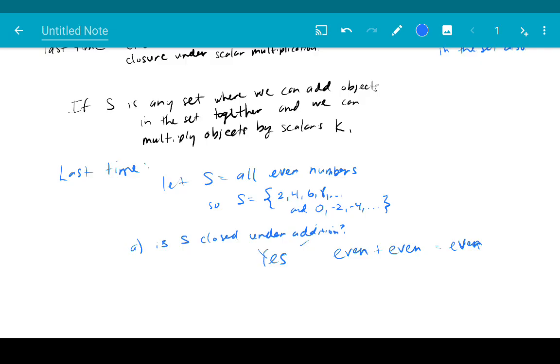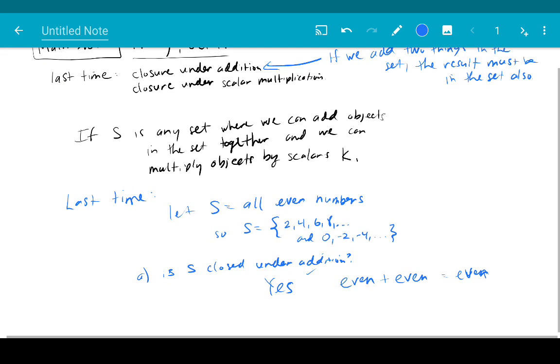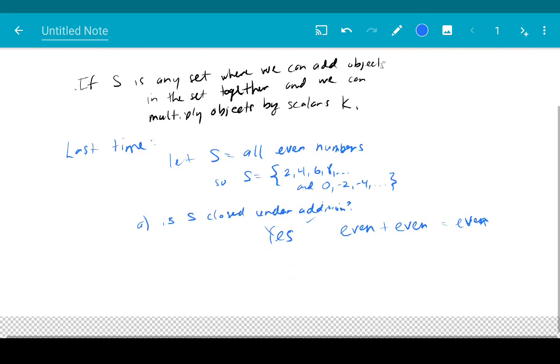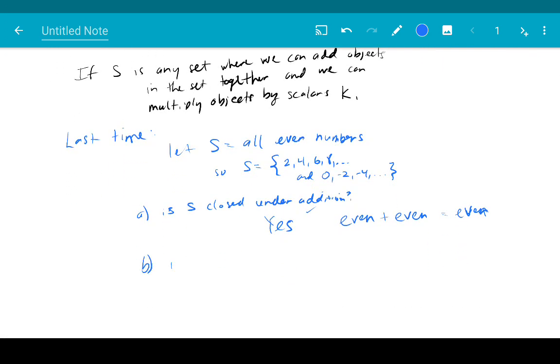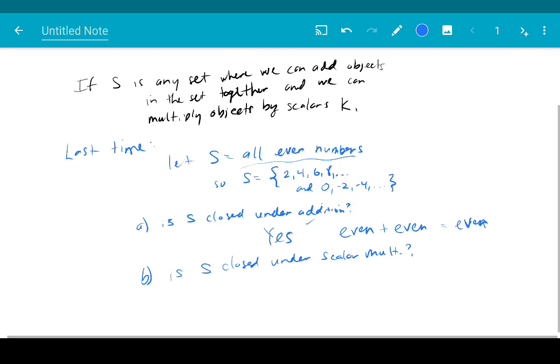To be a vector space, it has to satisfy both the closure axioms. Not only closed under addition, it has to also be closed under scalar multiplication. So let's ask that one next. Is S, the set of all even numbers, closed under scalar multiplication? It turns out, we haven't done an example of this yet, but let me explain it.